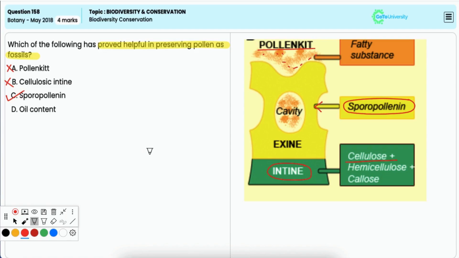Option D, oil content. It is also incorrect because the oil content of pollen grain helps in nutrition and maybe attraction of pollinators but has no role in fossil preservation.